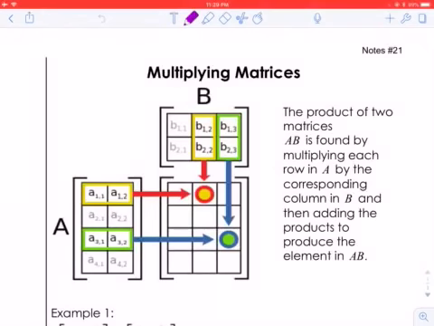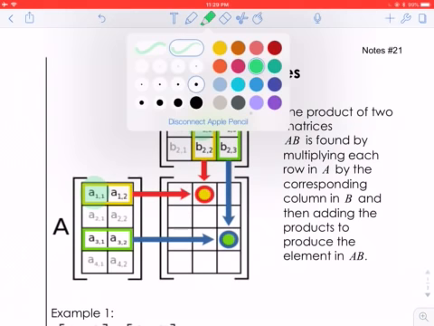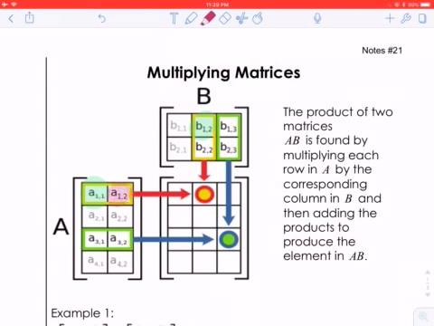Hi guys, we are multiplying matrices. So it says the product of two matrices A, B is found by multiplying each row in A by the corresponding column in B, and then adding the products to produce the element in AB. So essentially, we take the first thing here and the first thing here. Whatever we get, we're also going to take the second one here and multiply it times the second one here. And then we're going to add whatever the green product is and add to whatever the red product is.